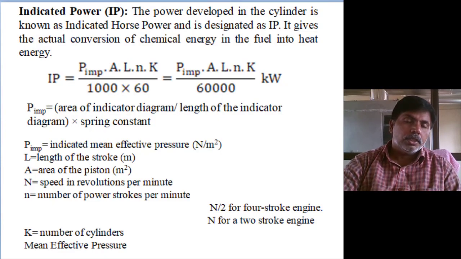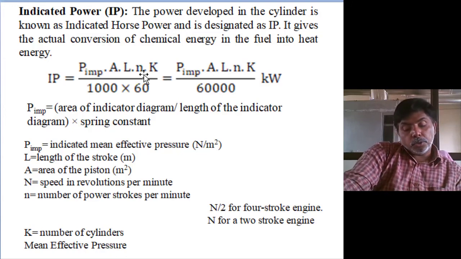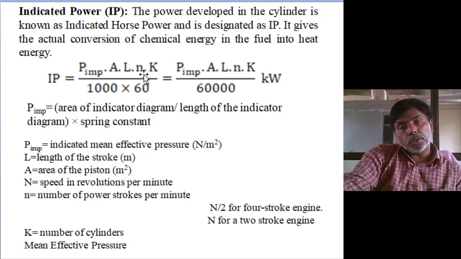Next, just definitions. Once again, I am recalling. Indicated power means the heat energy available in the cylinder. Indicated power equals p l a n. Mean effective pressure, area of the cylinder, length of the stroke, number of power strokes, number of cylinders. Number of power strokes, every time we are writing. Now, for a two-stroke engine, RPM equals number of power strokes. In a four-stroke engine, RPM by 2 is the number of power strokes.